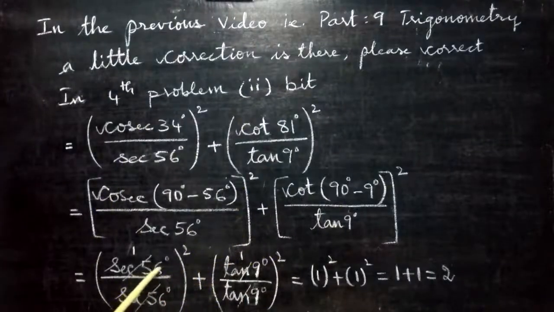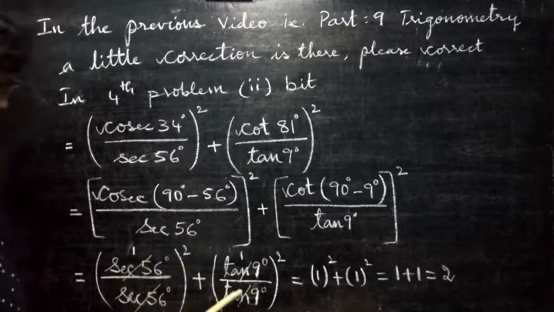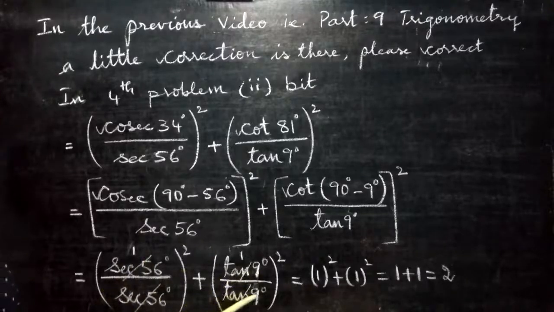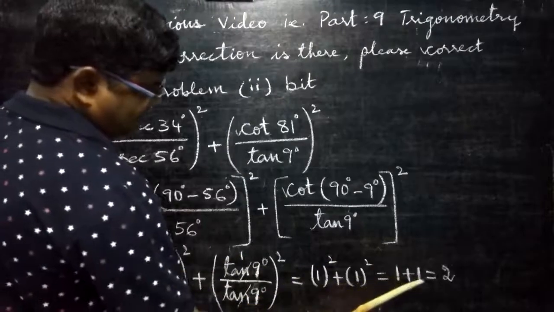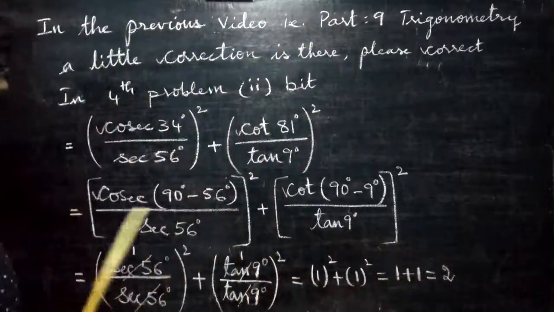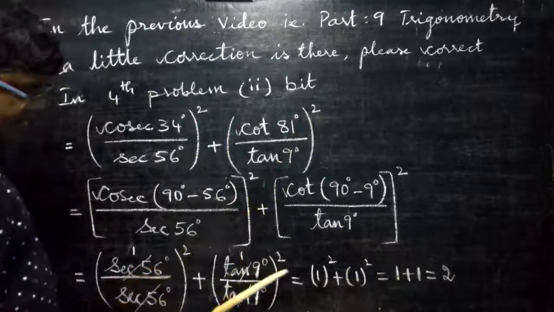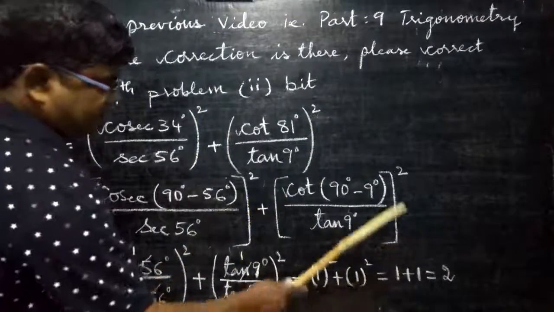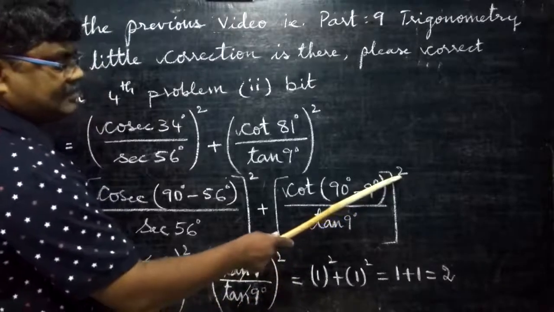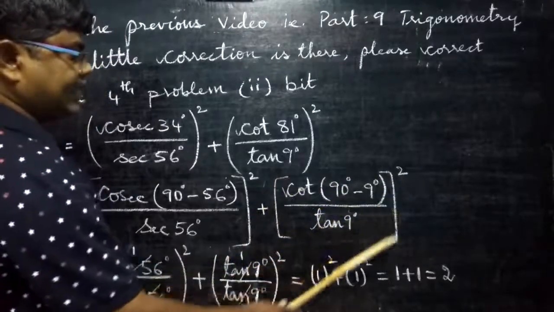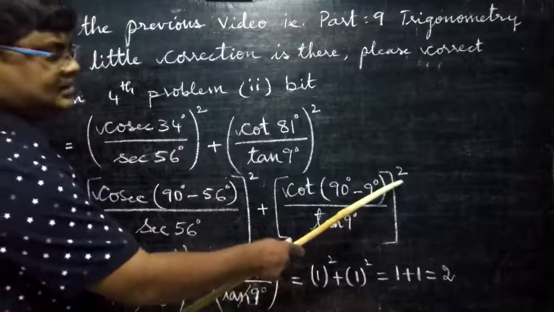Secant 56 degrees and secant 56 degrees, one time it cancels. Tan 9 degrees and tan 9 degrees, one time. 1 square plus 1 square: 1s are 1, 1s are 2. This all remaining part is correct. Here I kept square, here also I kept square, everywhere I kept, but here by mistake I did not. I forgot. While saying I said, but while writing whole square I did not write. Please correct this one.